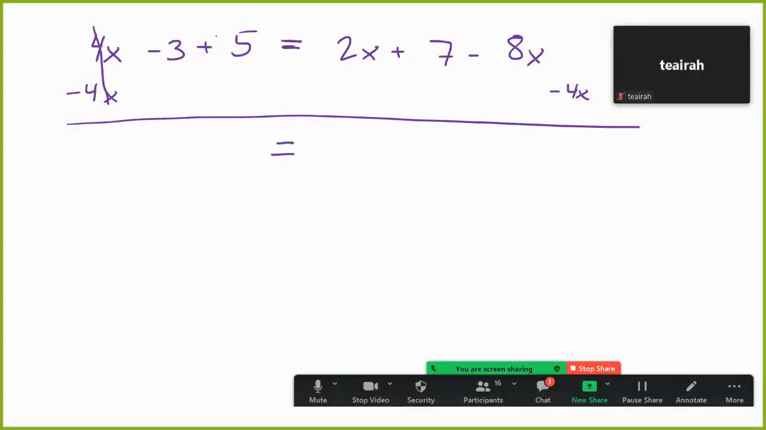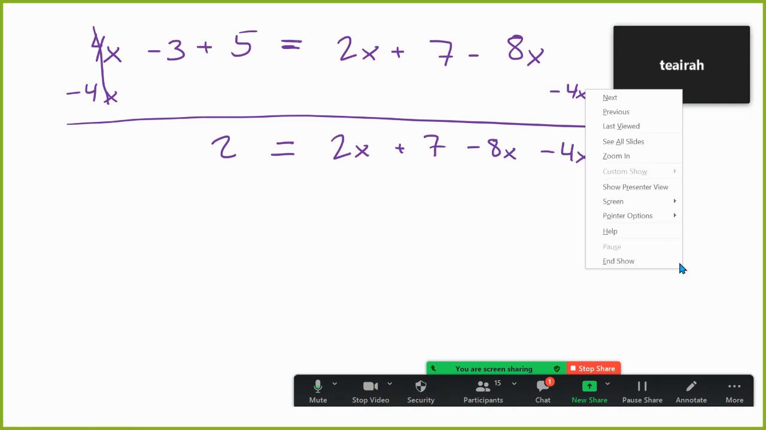And while we're at it, Tira, let's combine the whole numbers that we see on the left side. So negative 3 plus 5, we could reverse the order and make that 5 minus 3. So what does that come to? That would be 2. Absolutely. Thank you. And now I guess I'll carry everything down and we'll start combining stuff. So we have our 2x plus 7 minus 8x minus 4x.